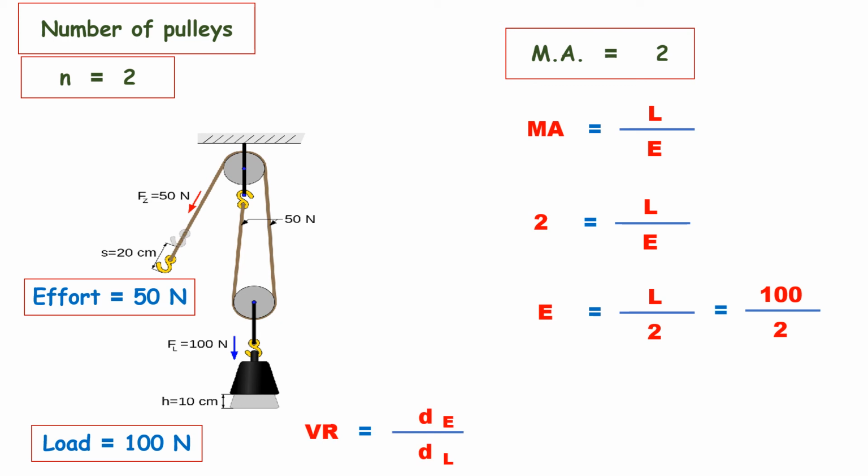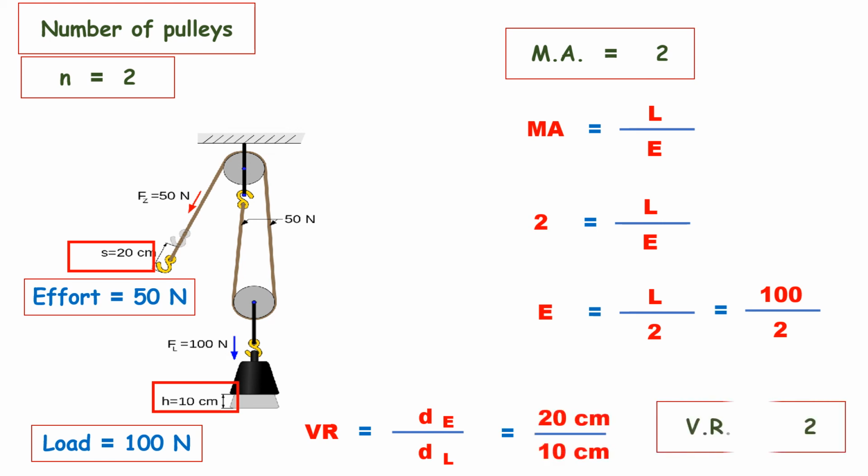Okay. Now velocity ratio is displacement of effort to displacement of load. Now suppose the displacement of load is 10 centimeter. Displacement of effort here is 20 centimeter. So velocity ratio will be equal to 20 centimeter upon 10 centimeter, that is equal to 2.